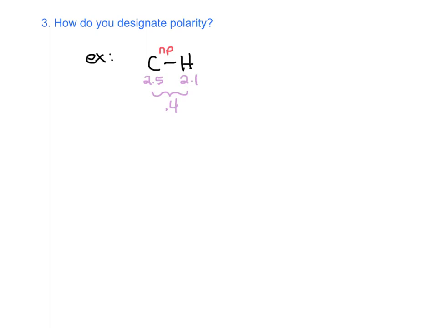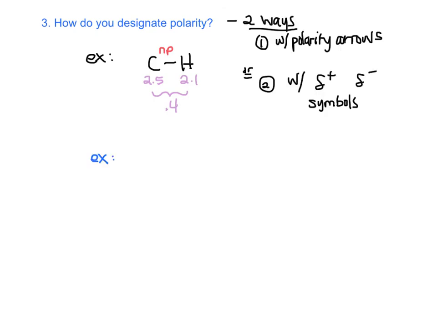But what if it were polar? If it is polar, there are 2 ways that you can designate bond polarity. And the first way is with something called polarity arrows. Now, a polarity arrow looks like this. It's an arrow, and one end of the arrow has a cross on it to indicate positive, and then the arrow shows the direction that electrons are being pulled.